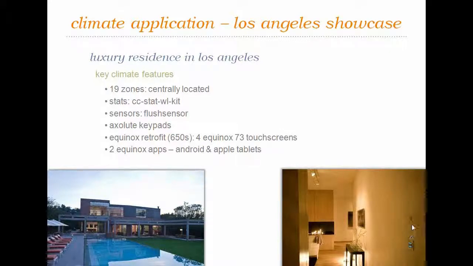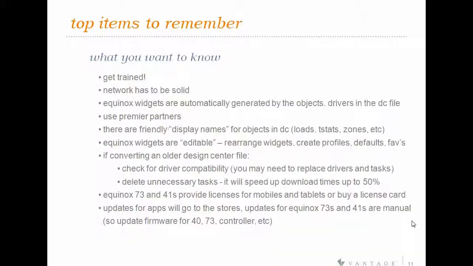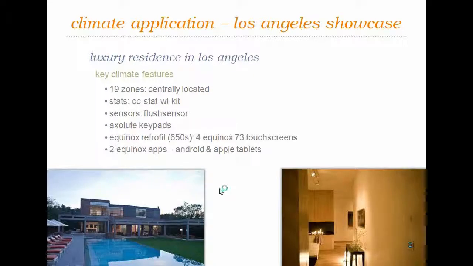Now, this project was actually installed with Infusion in the early days of Infusion with 650s. This project removed those 650s and put in Equinox 7.3s with the retrofit kit, and also added a couple of apps to that project for both Android and Apple tablets. So, so what? I think what's interesting about this project, one, is that they upgraded and replaced the 650s with Equinox devices. And this is something you guys can do with your existing customers.